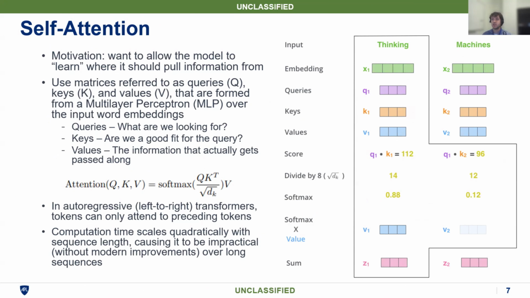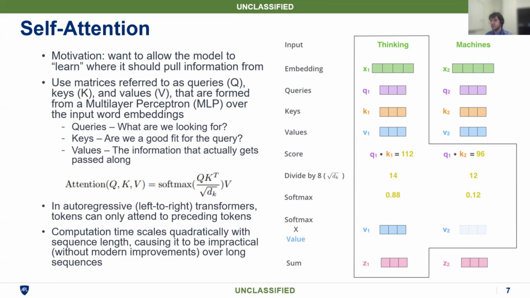Basically, we want to allow the model to learn where it should pull information from. So what we're going to do is learn matrices of values referred to as queries, keys, and values. We have neural networks that predict those matrices, and we learn how to create them such that we maximize the probability of a correct word given its surrounding words.